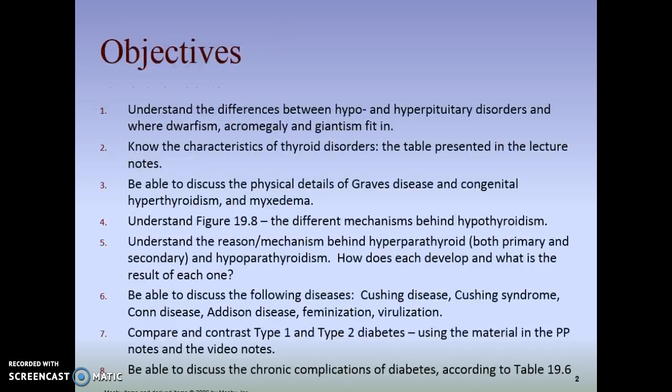As was mentioned in Chapter 18 regarding receptor numbers being important in hormone regulation, hormone dysfunction can be due to a lack or too much of a hormone, as well as an issue with the receptor. So if the receptor is downgraded, you won't have use of that hormone, even if the hormone is being produced normally. So here are your objectives.